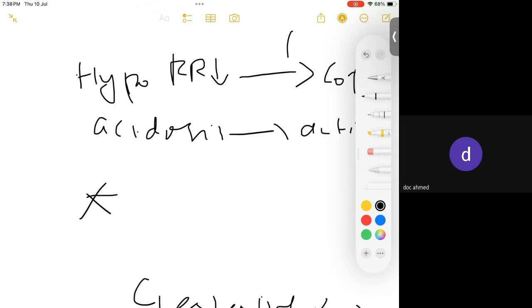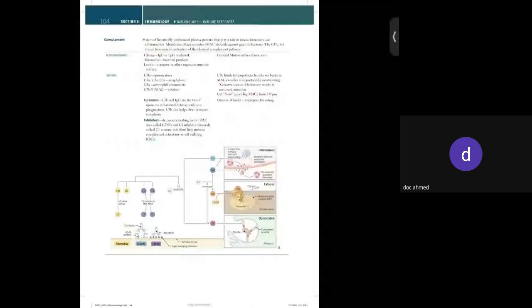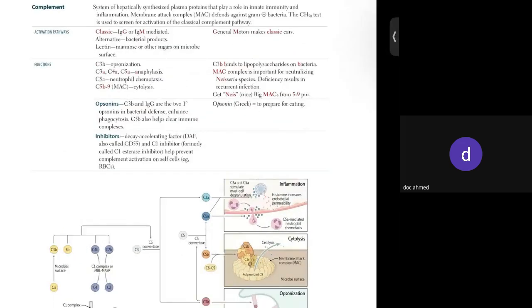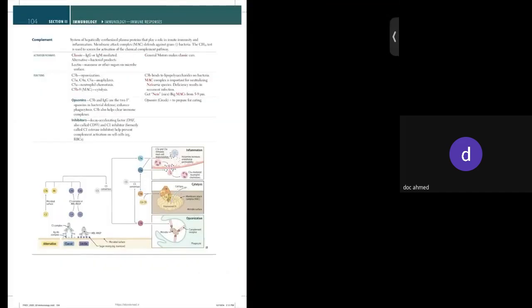If you have early deficiency, it's going to lead to SLE. If you have terminal deficiency, with no formation of the membrane attack complex, these two bugs can dominate. They can cause problems, right? Is it clear? What were the bugs? Neisseria meningitidis and Neisseria gonorrhoeae, right? Okay, so you can see it here. I think everything is clear. Let's just read it now, okay?